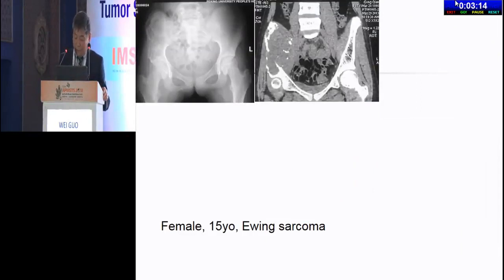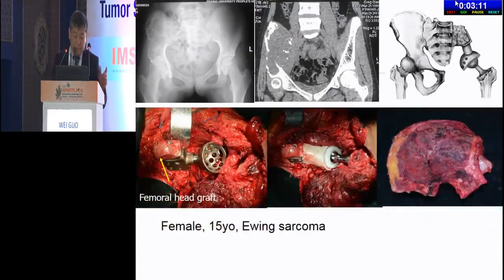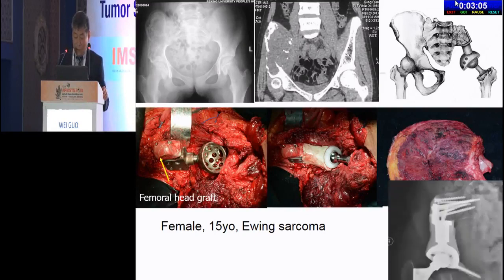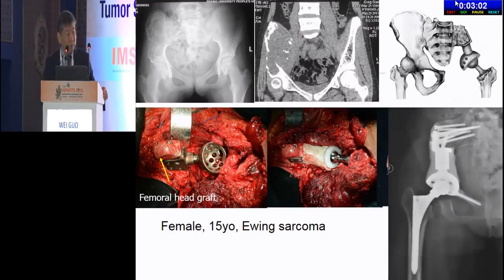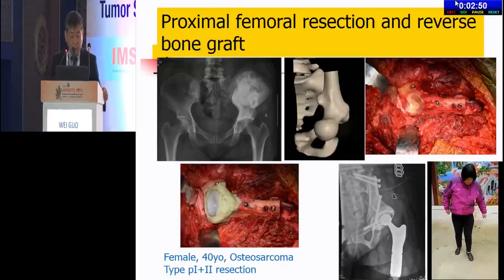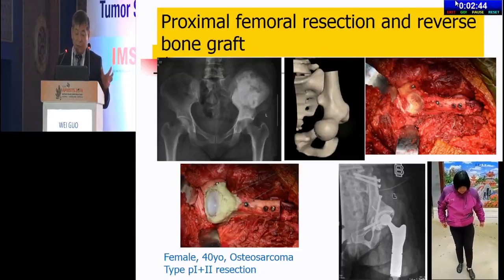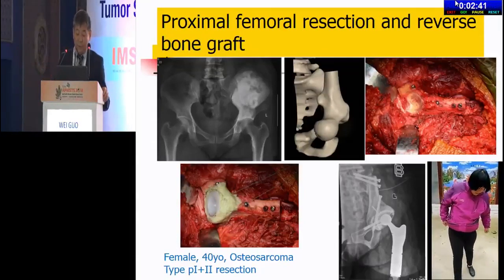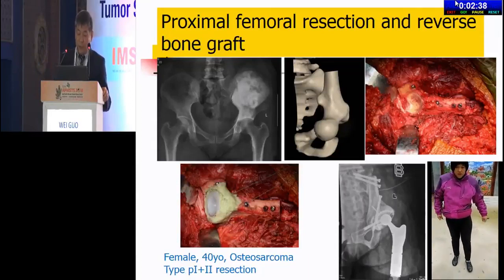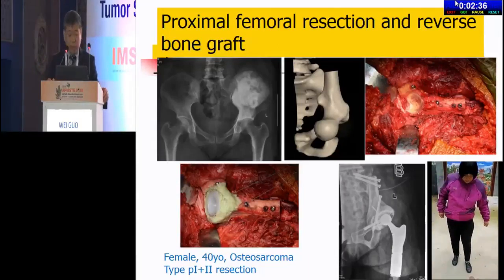This is a 15-year-old female patient with Ewing sarcoma. We did a femoral head graft combined with modular prosthesis reconstruction. This is the operative picture. The fusion was very good, but we saw it was not very stable in the early stage after surgery. So we tried other things. We did a case like this, with proximal femoral resection and reverse bone graft. After resecting the bone, we also resect the proximal part of the femur, then reverse the bone graft. But the patient's function was not very good, not very satisfactory. So we saw this still has a problem.